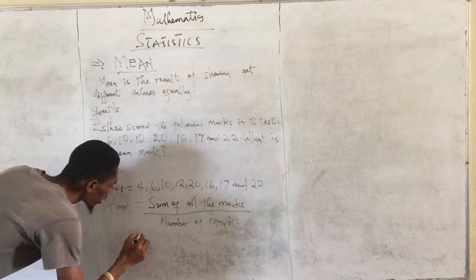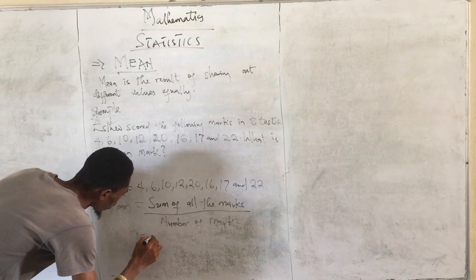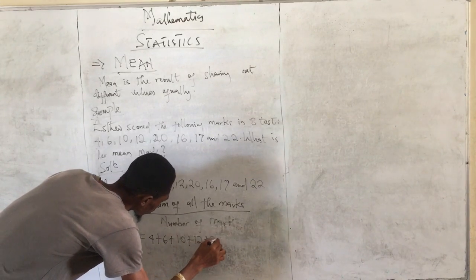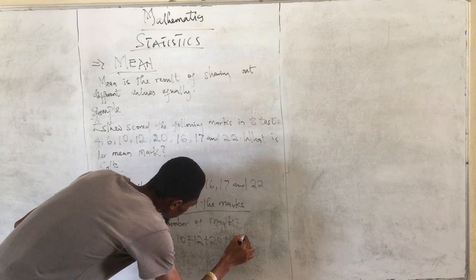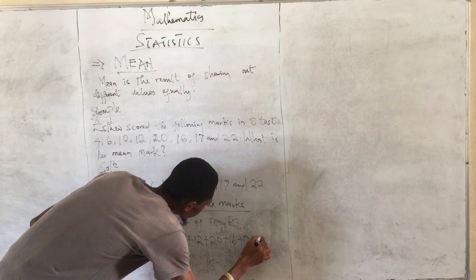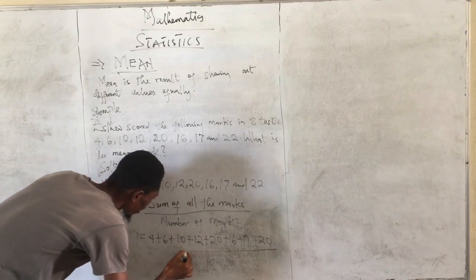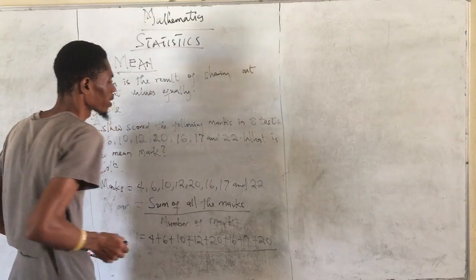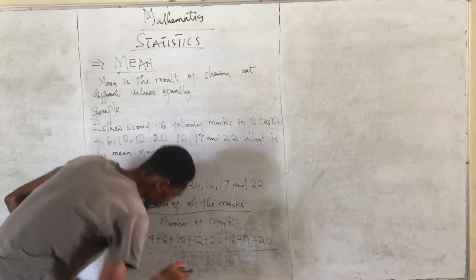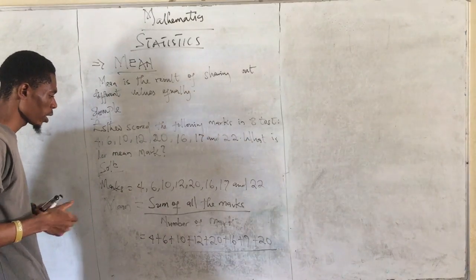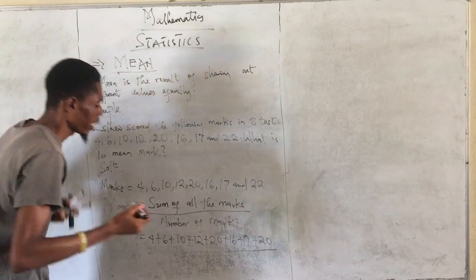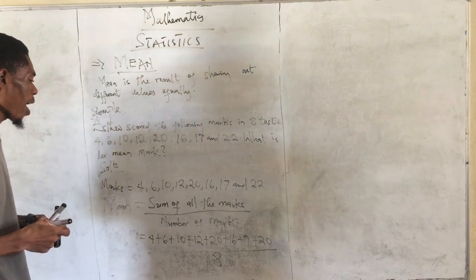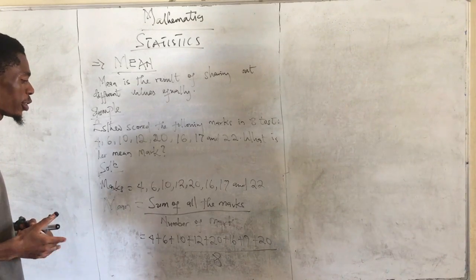What does that mean? It simply means it's going to be 4 plus 6 plus 10 plus 12 plus 20 plus 16 plus 17 plus 22 divided by the number of marks. How many marks do we have? 1, 2, 3, 4, 5, 6, 7, 8. We have 8 marks. Very simple. The sum of all the marks divided by the number of marks, and here we have 8 marks. Now, how are we going to do this? Very simple, a simple addition.